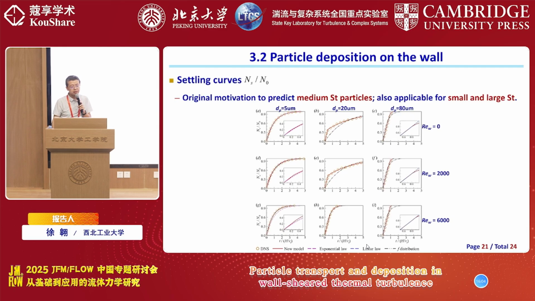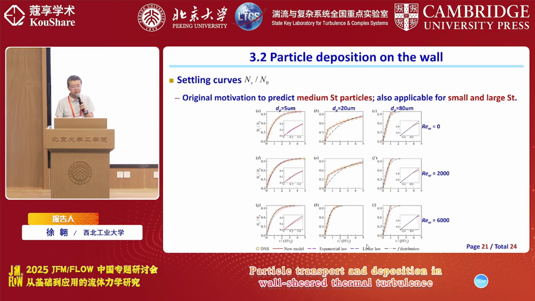Now let's see how our model works. In this plot, the left column is for the small Stokes number, the right column is for the large Stokes number, and the middle is for the medium Stokes number. Although our motivation is to predict the medium Stokes particle sedimentation, we can see that our model also applies to the small and large Stokes number cases.